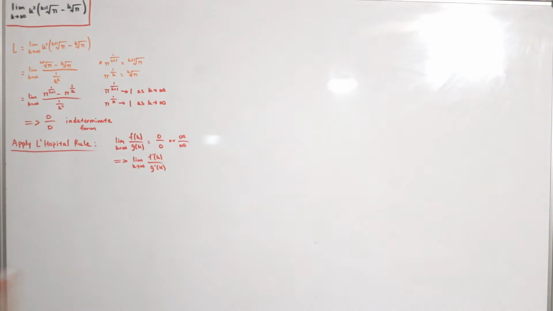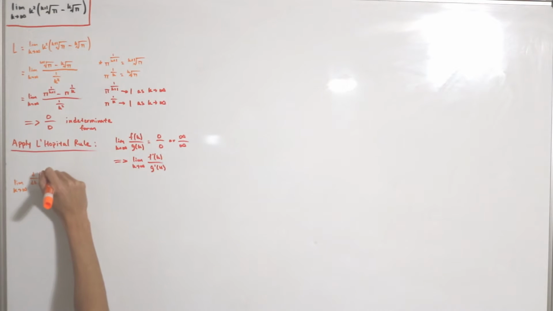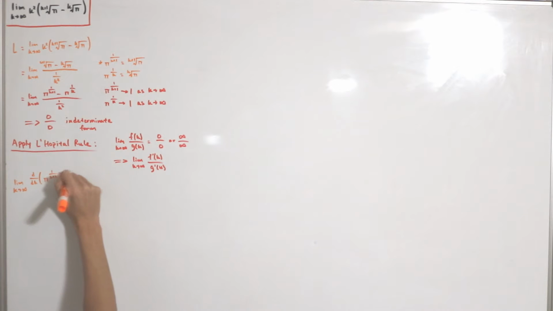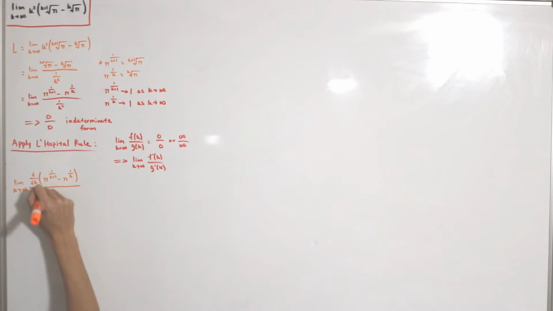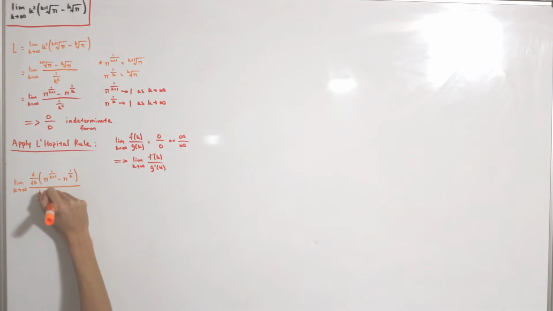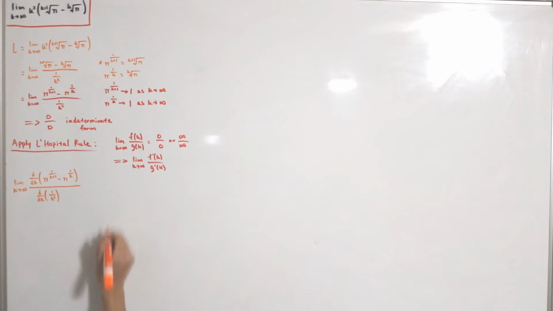Let me write out what we need to do. That means the limit as k approaches infinity, and we're going to take the derivative with respect to k of pi to the power 1 over k plus 1, subtract pi to the power 1 divided by k, and then divide that by the derivative with respect to k of 1 divided by k squared. So that's what we need to do.